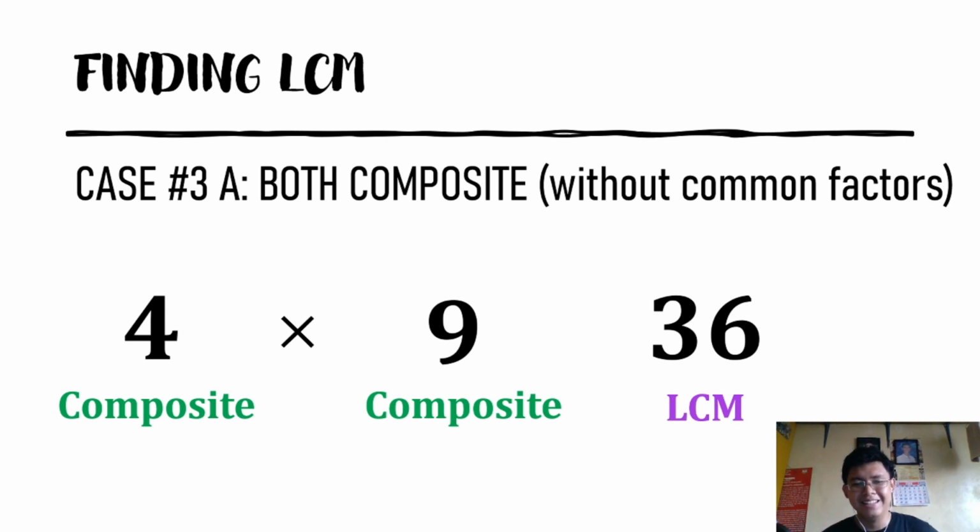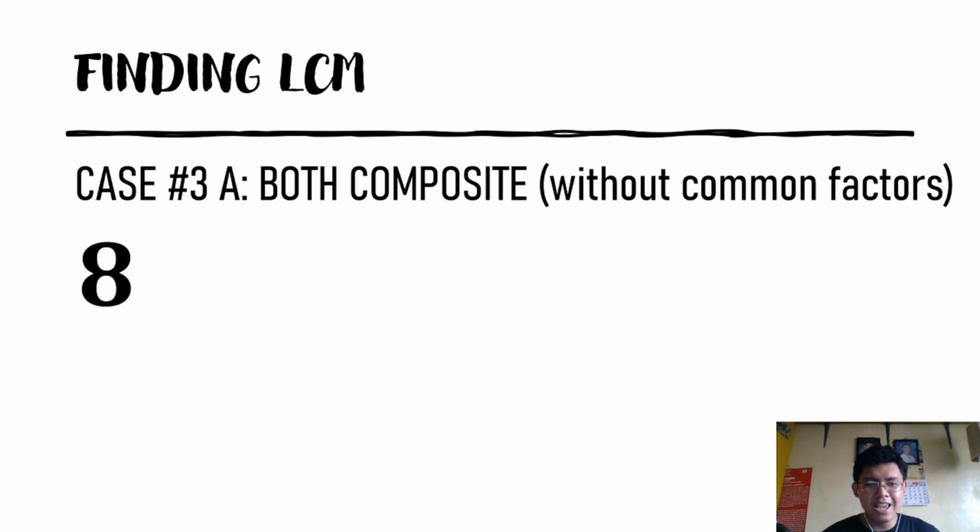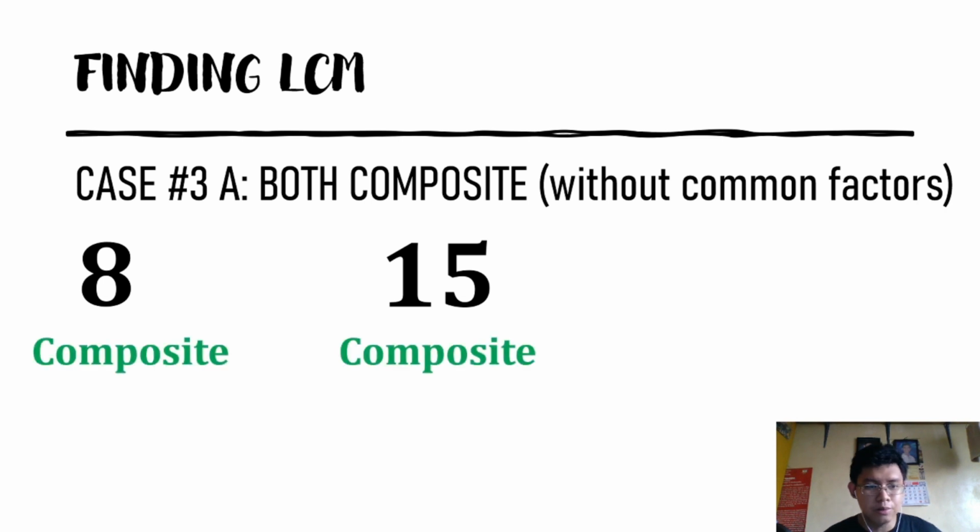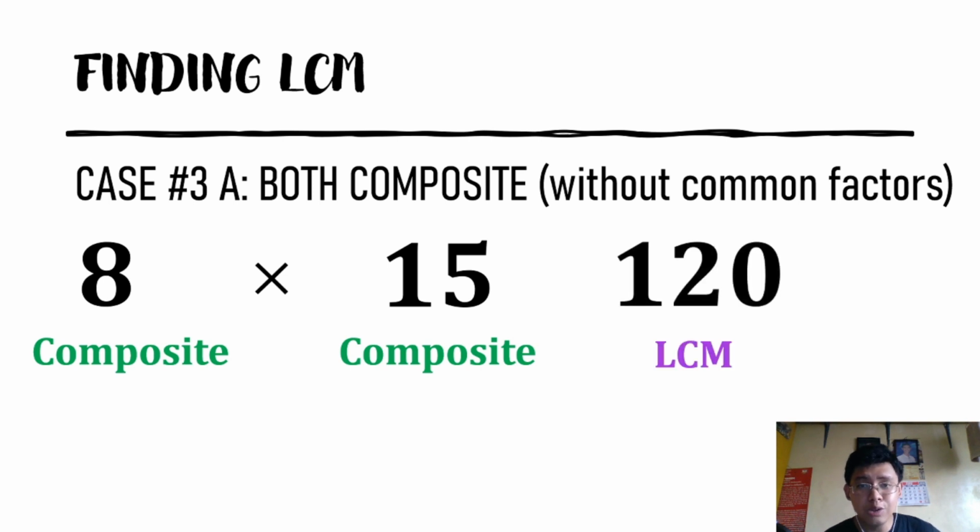Let's have another example. Let's say 8 and 15. 8 and 15, so they are both composite and no common factors except for 1. So, to get the least common multiple of these two composite numbers without any common factor except for 1, we just have to multiply. 8 times 15, it is equal to 120.